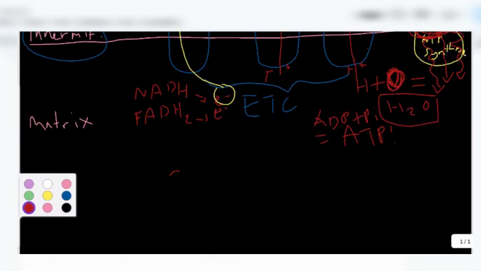In total, the final products from this process for one glucose molecule are approximately 28 molecules of ATP and 3 molecules of water.